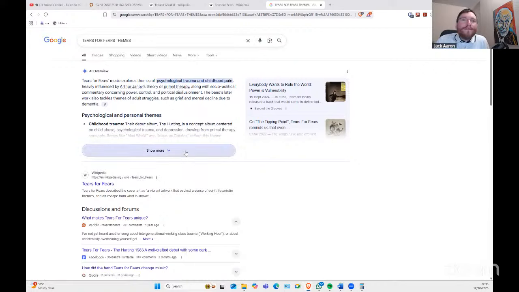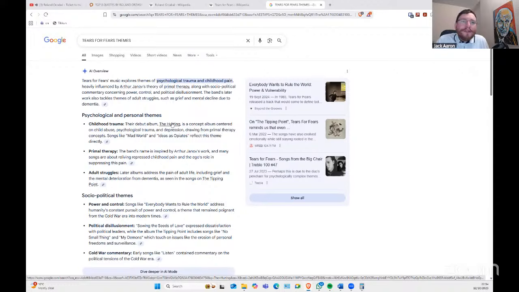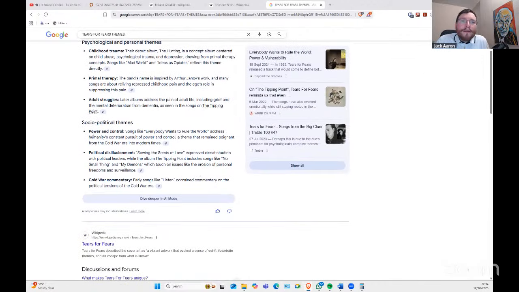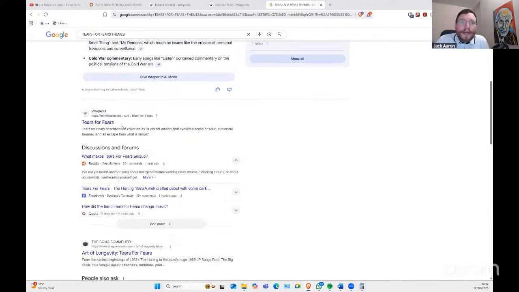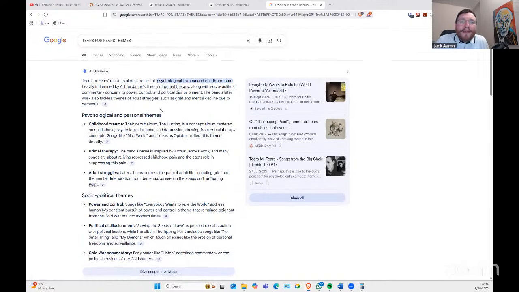Oh, AI is helping. So it's themes of psychological trauma, childhood pain. The Hurting is a concept album centered on child abuse, psychological trauma, and depression, drawing from primal therapy concepts, such as Mad World and Ideas as Opiates. Oh goodness, yes, primal therapy: reliving repressed childhood pain and the ego's role in suppressing this pain. Sociopolitical themes, power and control. Everybody Wants to Rule the World. Political disillusionment, Sowing the Seeds of Love. Okay, yeah, this isn't very alpha.